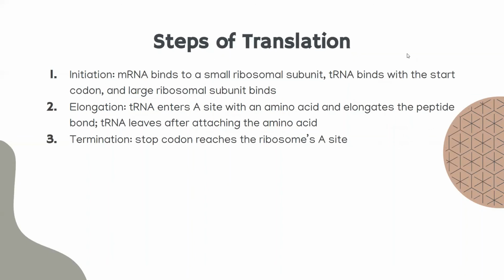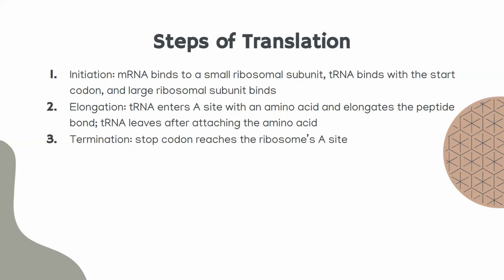The steps of translation are similar to the steps of transcription: number 1, initiation; number 2, elongation; number 3, termination. In initiation, mRNA binds to a small ribosomal subunit, tRNA binds with the start codon, and the large ribosomal subunit binds. In elongation, tRNA enters the A site with the amino acid.